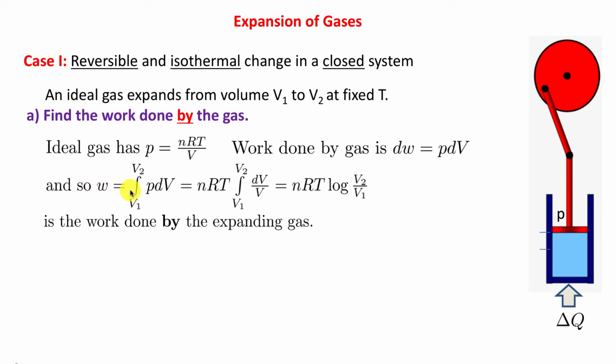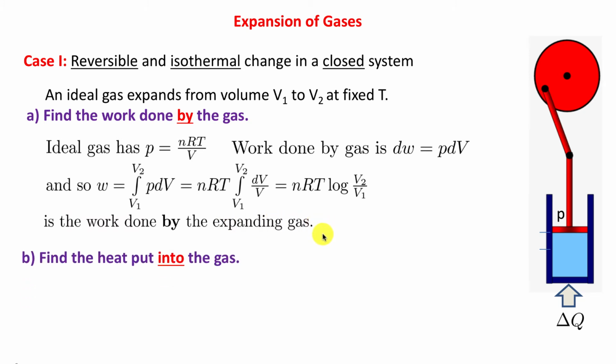Now this is the small amount of work done. The full work done is got by integrating PdV. P is not a constant. You can see from here that as V increases, P decreases, and so you must do an integral. That integral is just integral of dV over V, which is the logarithm of V between the limits V2 and V1. So that's log of V2 minus log of V1. But you know that that is the logarithm of V2 divided by V1. And that is the work done by the expanding gas.